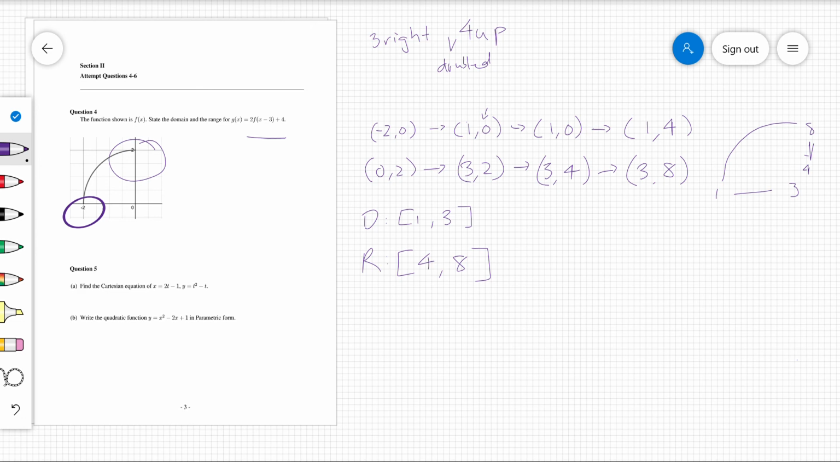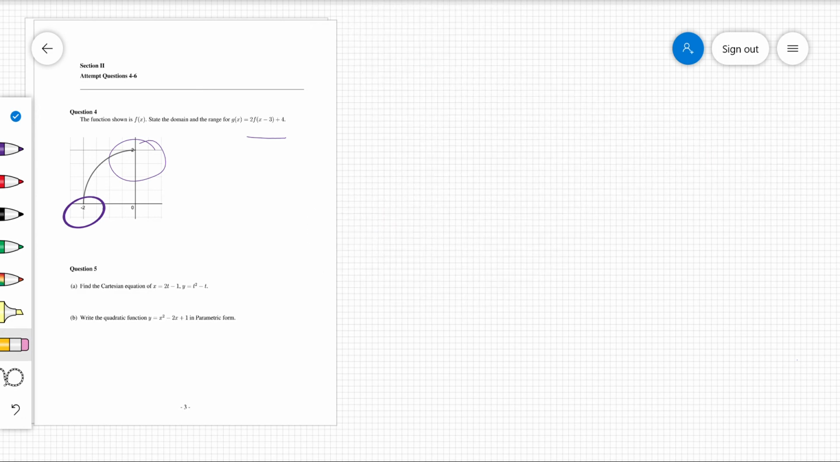Okay, so let's do question 5. Find the Cartesian equation here. We're given x equals 2t minus 1, and if I just rearrange that, I get x plus 1 over 2 is t. Remember, I need to rearrange it because I need to sub it in to get rid of t. So if I square all that, I get x plus 1 squared over, I'm going to square the bottom, 4, minus t, is that t squared minus t? Then that would be your answer.